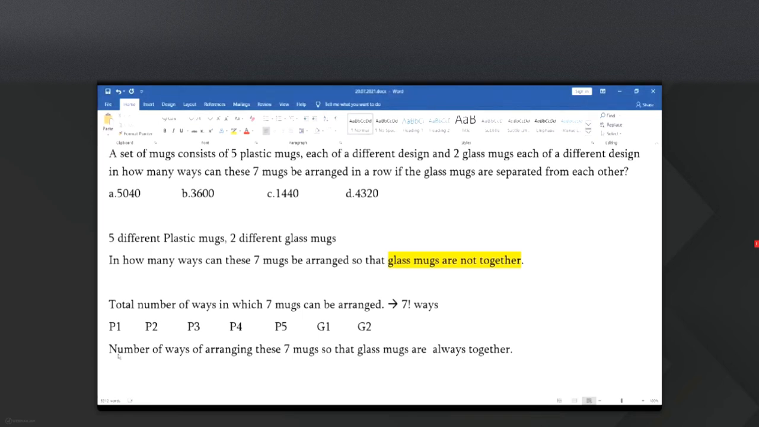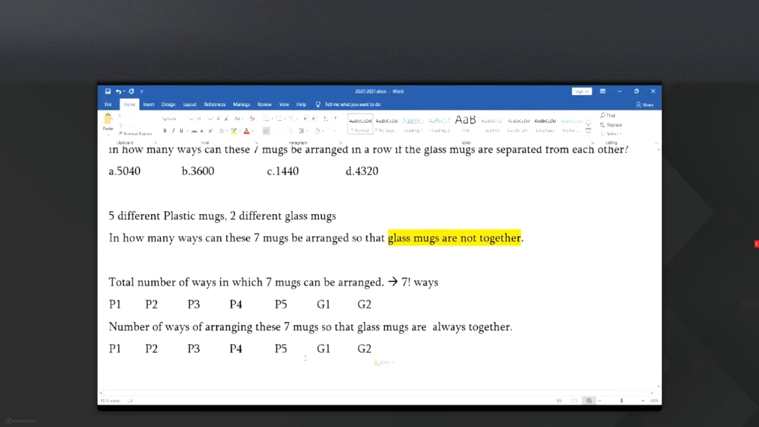So how do you do this? You take them as one single entity. When you want to make two things always together, they should be taken as one entity. So it is no longer 7 factorial, it is 6 factorial, because I have 5 mugs and G1 and G2 will be taken as 1. So totally, 6 factorial multiplied by 2.